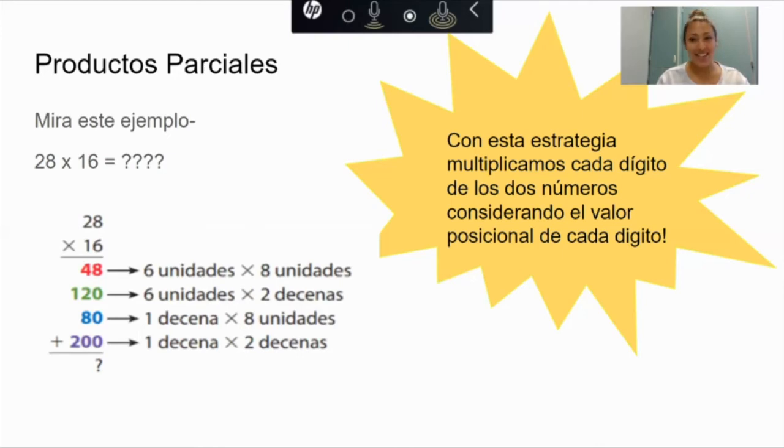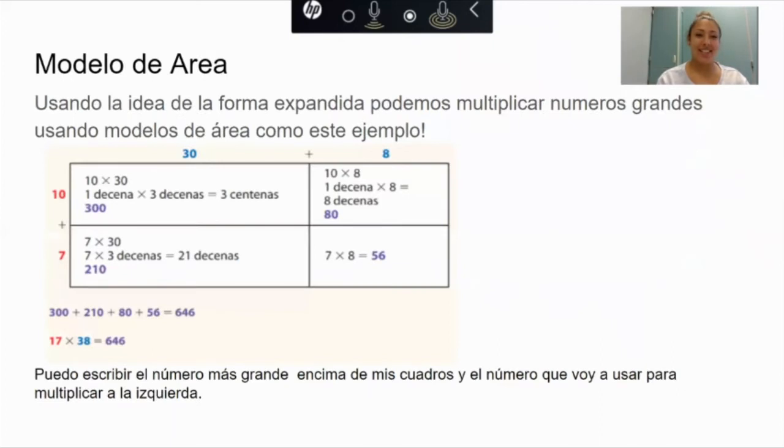¿Están listos? Seguimos. Seguimos con modelo de área. Recuérdense que estamos usando la idea de la forma expandida y aquí que podemos multiplicar los números grandes usando modelos de área, como este ejemplo de aquí abajo. Toma otro momento para pensar, ¿cómo se mira diferente? ¿Tiene algo en igual que la última lección? Piensa cómo es diferente multiplicar números con 3 y 4 dígitos con un dígito y multiplicar números de 2 dígitos con números de 2 dígitos.